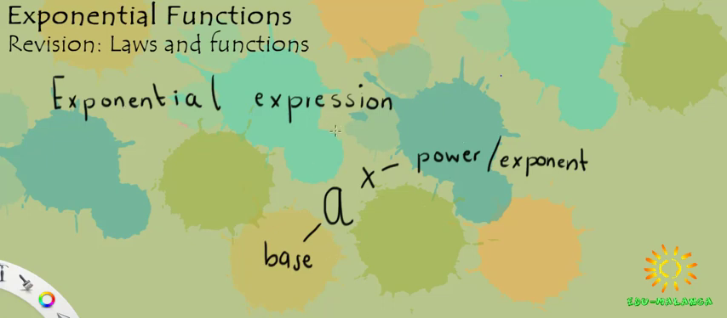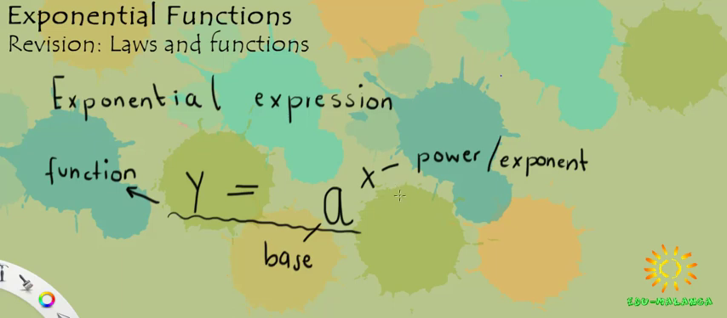The base and the exponent put together make an exponential expression. Your exponential expression can be converted into an exponential function. And when does it become a function? When you have y is equal to a to the power of x. In that case, you get an exponential function. Great.